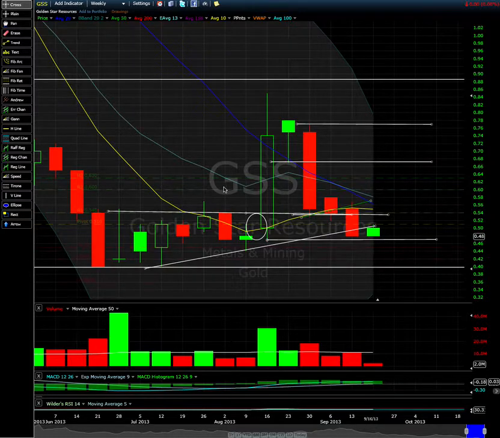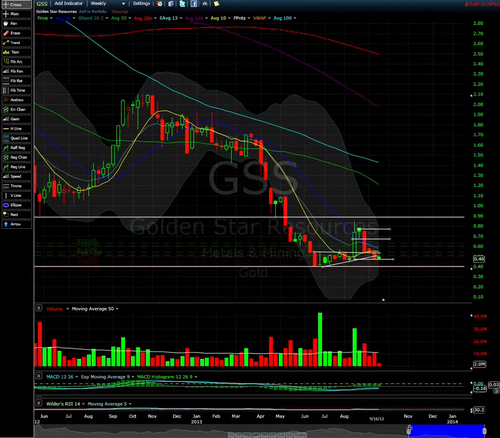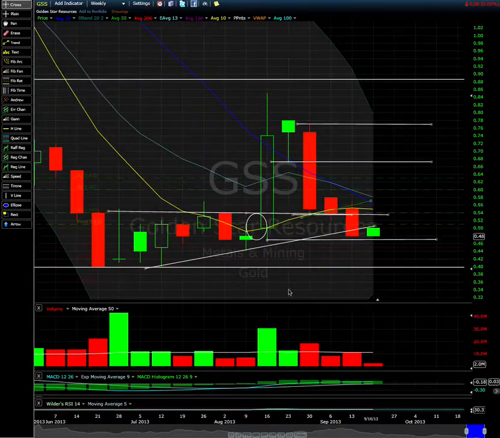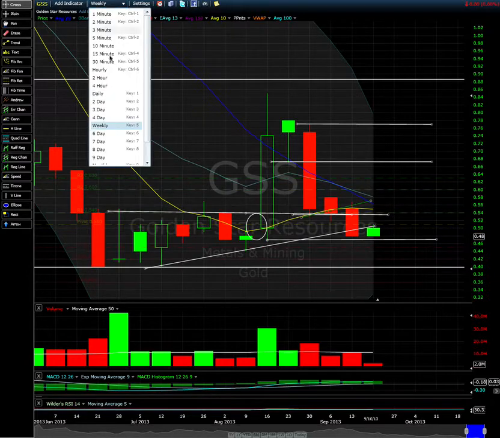Still the same thing on GSS. I believe somebody asked about that, so I did want to go over it very quickly. It is a nice inside bar pattern, but you like to see these in uptrends. Right now, it is in a downtrend on the weekly chart. Let's look at the daily chart.